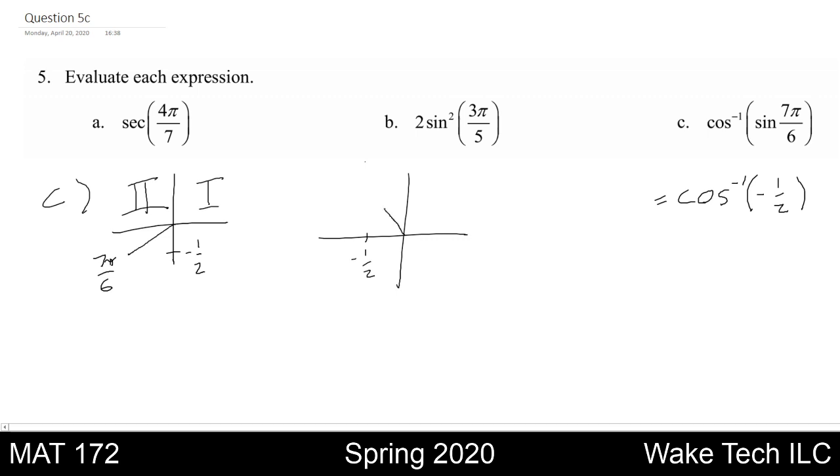The angle that corresponds to that in the second quadrant, because again, remember, we can only use first or second quadrant values, is going to be 2 pi over 3. That tells us that cosine inverse of sine of 7 pi over 6 is equal to 2 pi over 3.